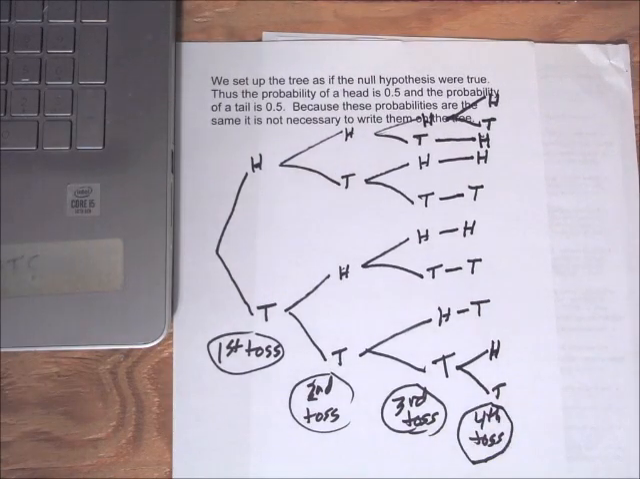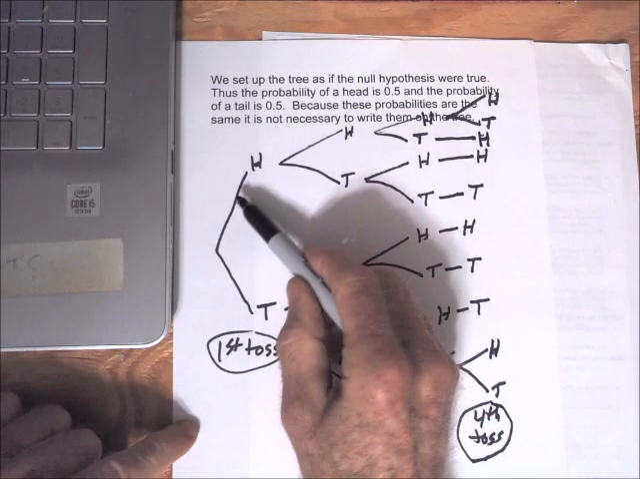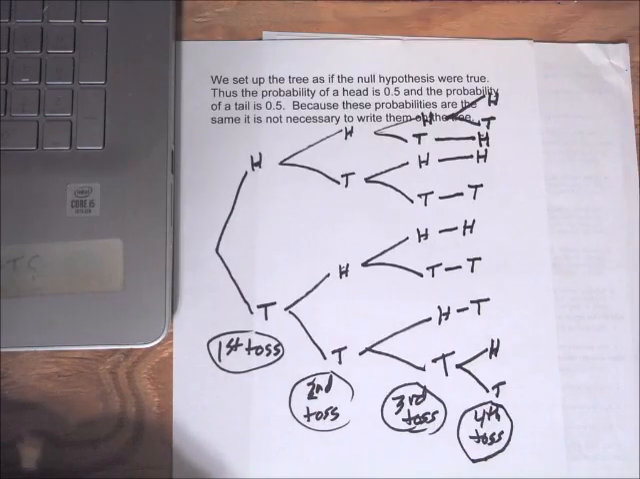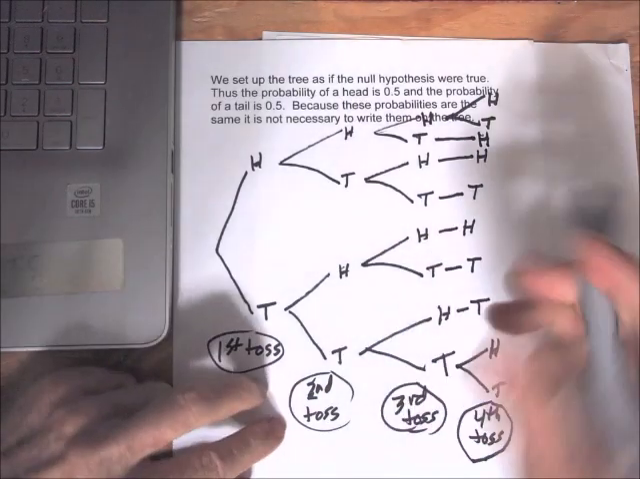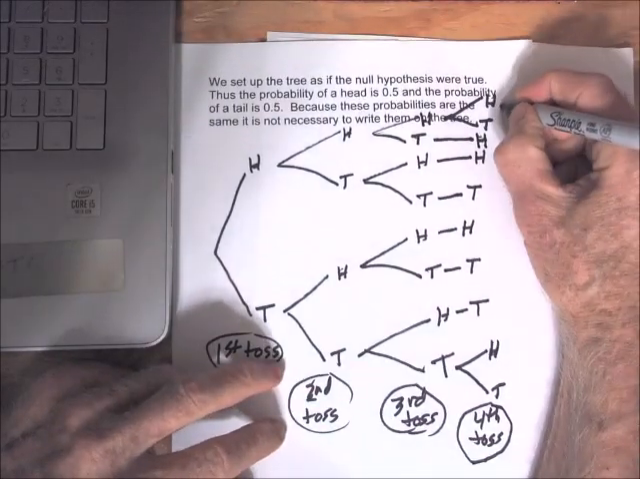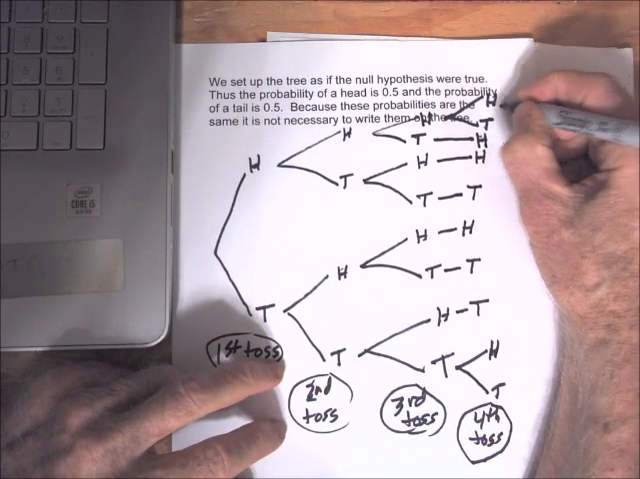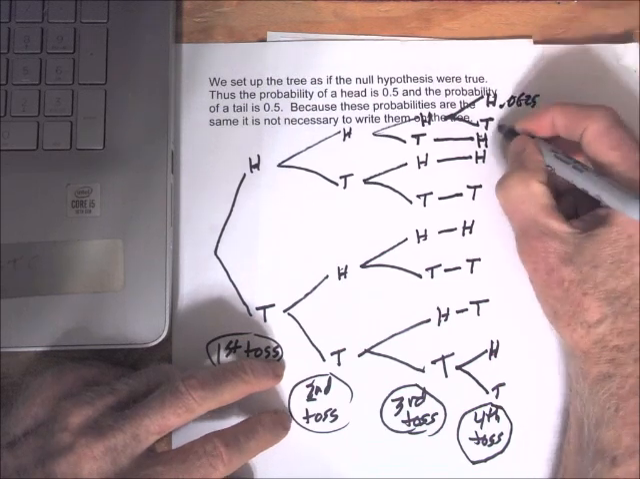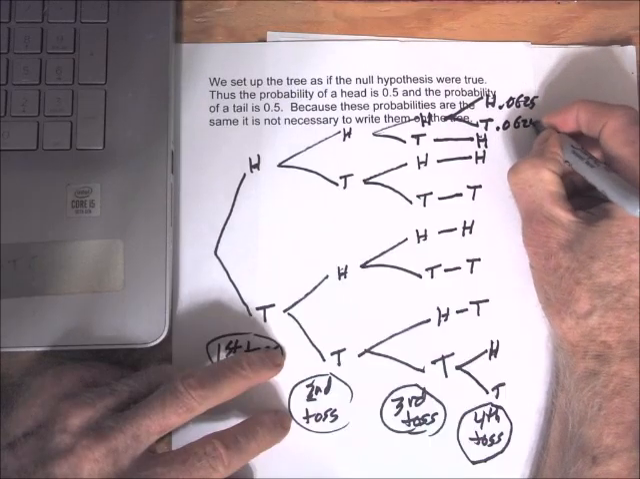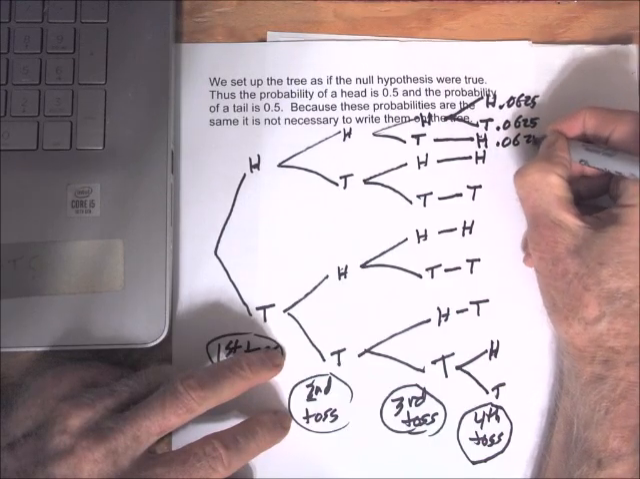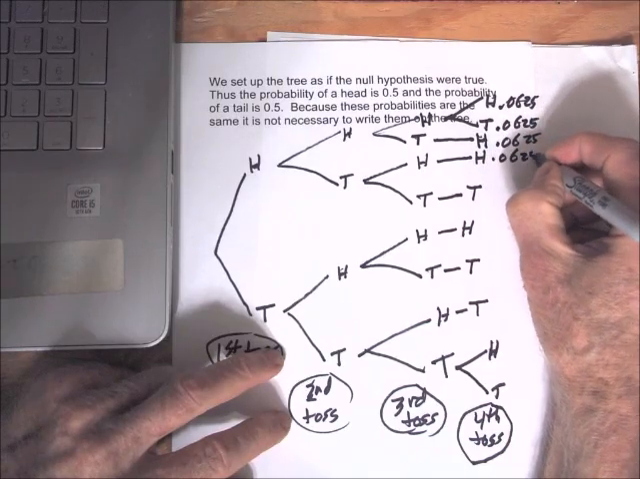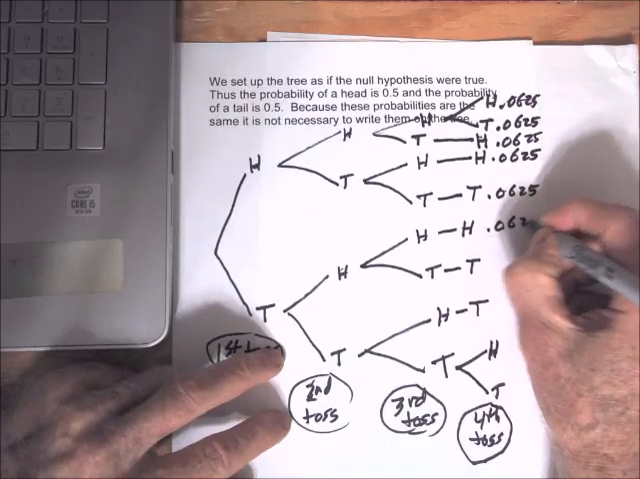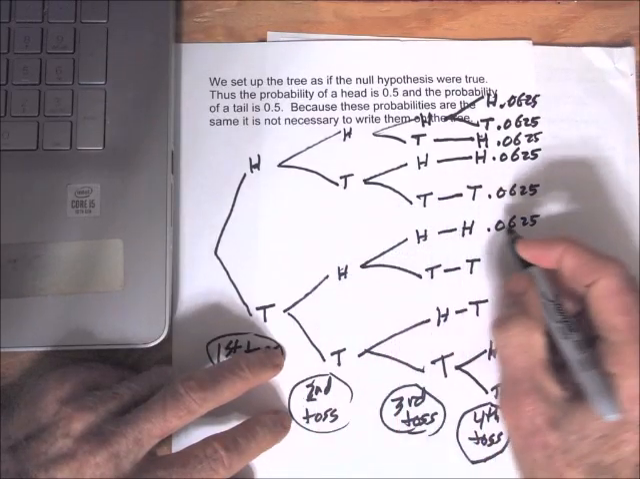So all these probabilities are going to be the same. It's going to be 0.5 times 0.5 times 0.5 times 0.5. So if you multiply those out, that's going to be 0.0625. They're all the same. These probabilities are all going to be the same. So do 0.5 times 0.5 times 0.5 times 0.5.